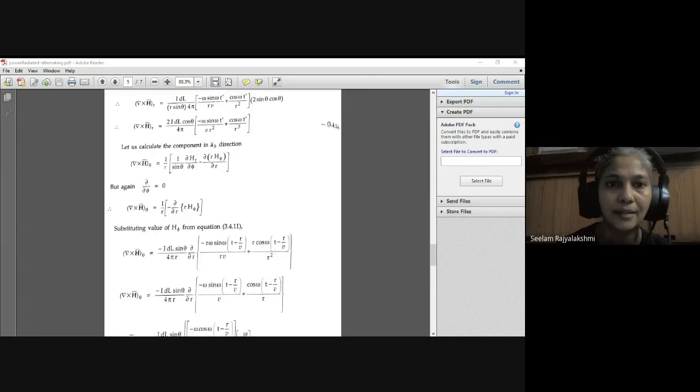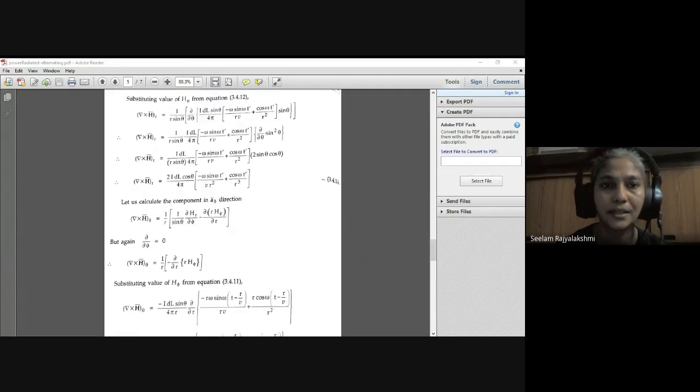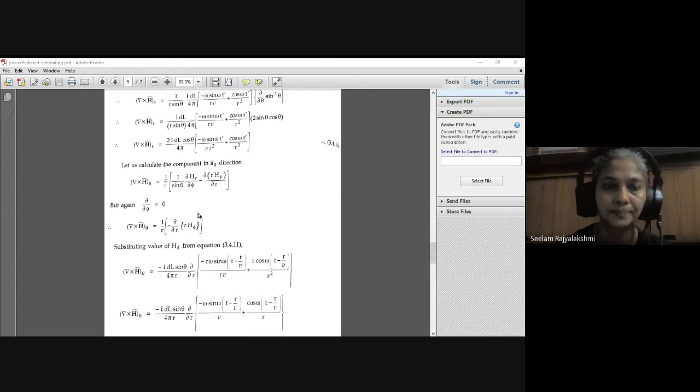So let us calculate the component in the theta direction. Already we have checked the r direction. Now del cross H in the theta direction is 1 by r, into (1 by sin theta dou H r by dou phi minus dou by dou r of H phi). Again dou by dou phi is 0, that means this term vanishes. So del cross H in the theta direction is equal to minus 1 by r dou by dou r of (r H phi).